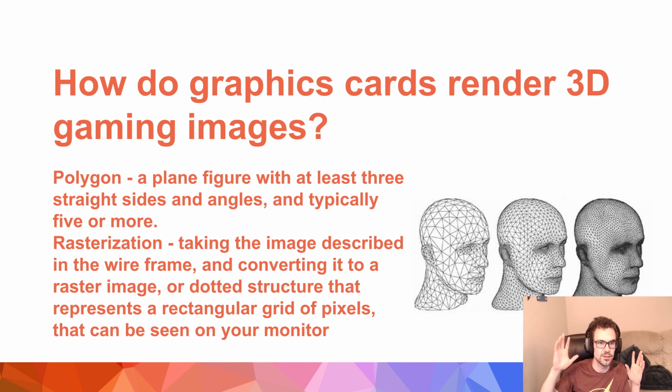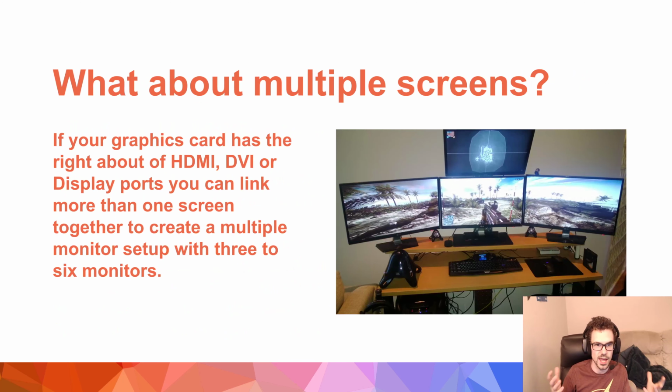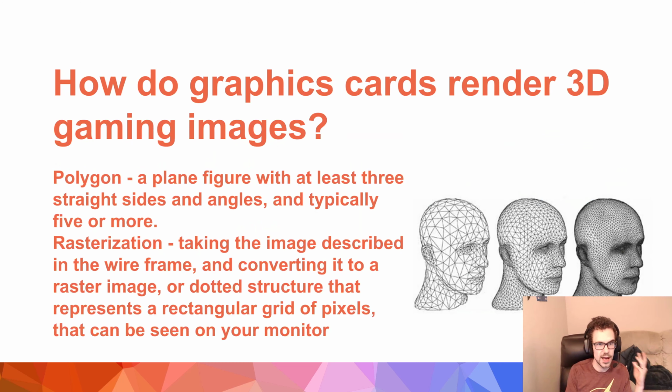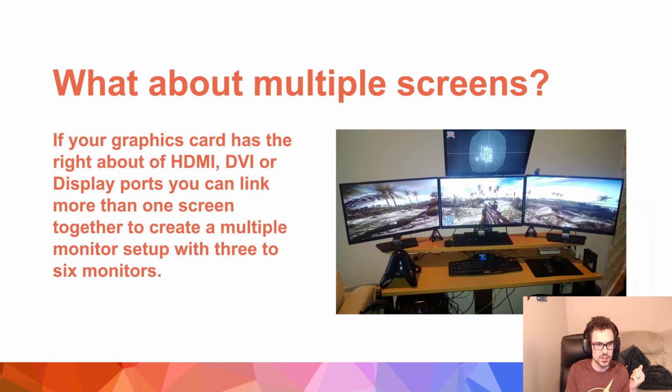And then there are different maps associated with it, whether it be bump, lighting, or shadow maps, which are definitely in the game, that are overlaid on top of that. Okay. So once you understand how graphics cards render 3D images, they're rendering to the screen, and you can put as many screens as you want. Most graphics cards usually have four outputs if they're a nice card. They could have two if they're a low-end card, or three, but they could have more than that.